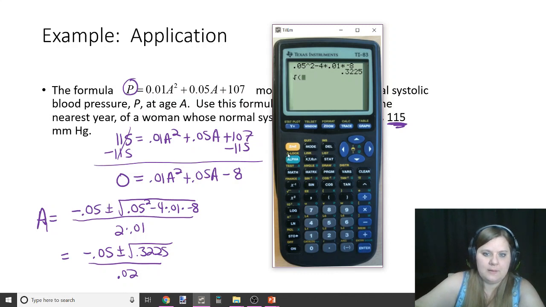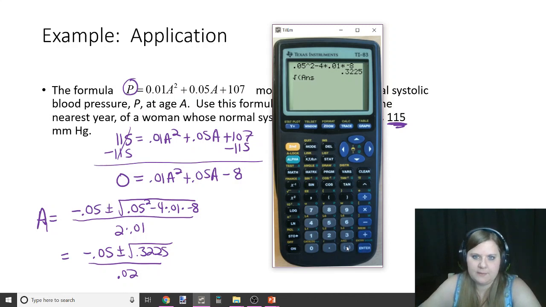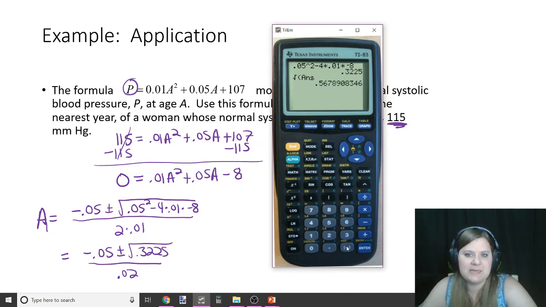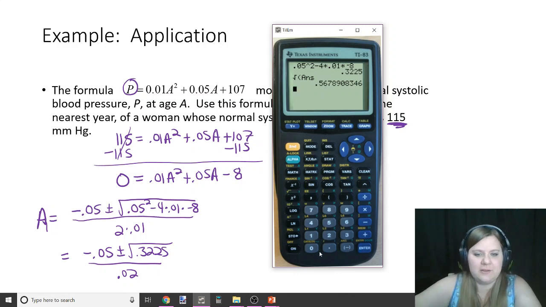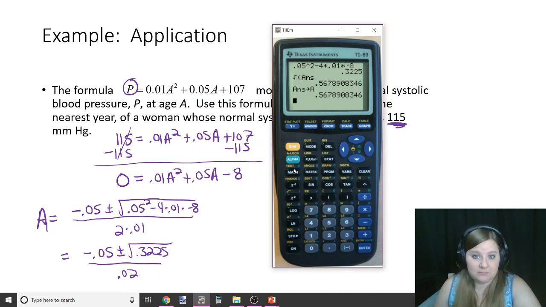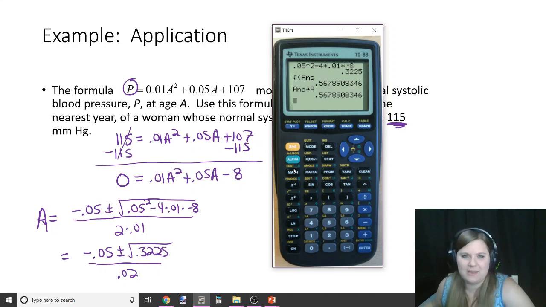All right, then I'm going to take the square root of my answer. And notice that I'm just going to use the answer button. I'm not going to even bother typing 0.3225 again. All right, and that's going to give me this mess. Now, I don't even really want to type that, so I'm not going to. I'm going to use a little trick in the calculator. That's my store button. Okay, so I hit store. Ta-da. And I'm going to store it in the letter A, so you have to press the alpha button here. Store A. Okay, and that's going to now make, anytime I use the letter A, that 0.567890836 without having to type it all out.